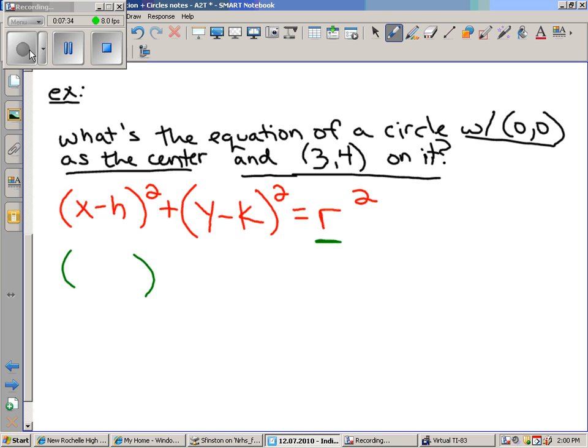So do you know what h is? h is 0. What's x? x is 3. Right? h and k are always the center. That never changes. x and y are the other coordinate that you're given. Okay? And so what's y in this particular case? 4. And what's k? And so check this out. It filled everything out. Genius, right? He's a very smart man.